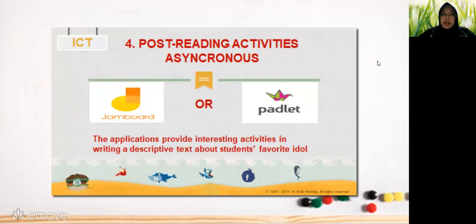Before we come to the post-reading activities, the teacher asks students to identify the generic structure of the text and what the social function of the text is. The activity is using the Padlet application or Jamboard application that is also used in post-reading activities.